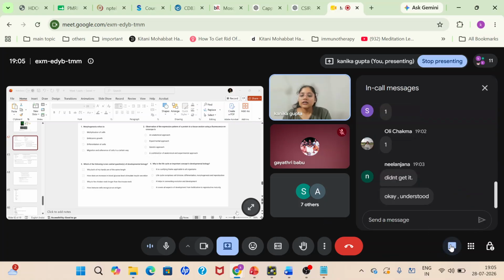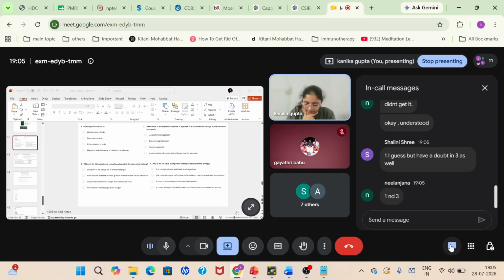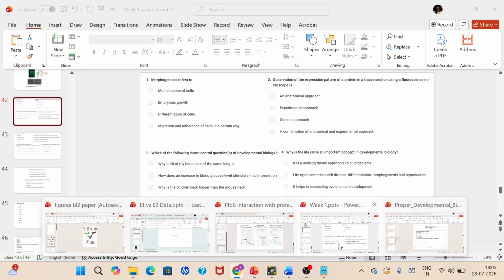So they're asking which among the options are the central questions of developmental biology. Now the catch here is the answer can be more than one. So you guys can guess more than one option for the question. I have a doubt in three as well. Shalini, you have a doubt in option third as well? Okay, we'll see the third option.